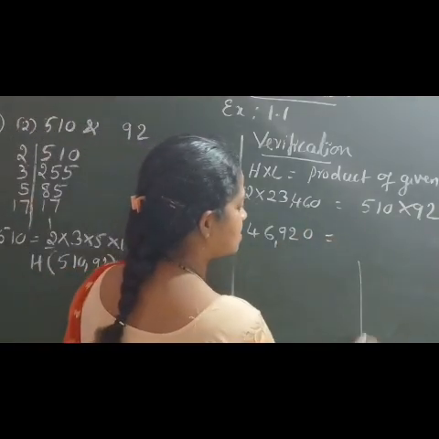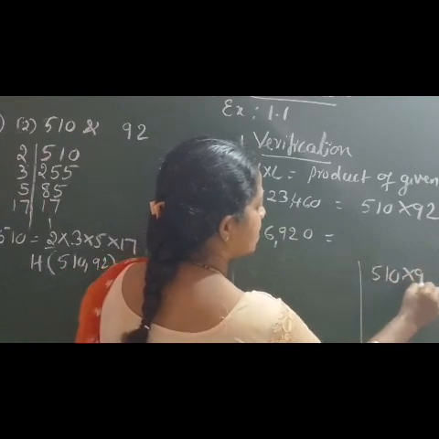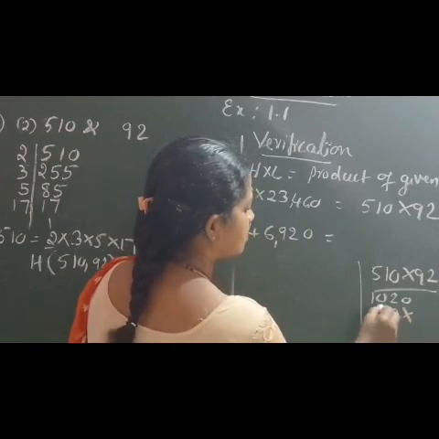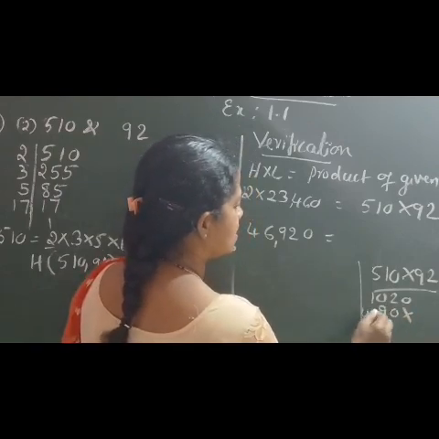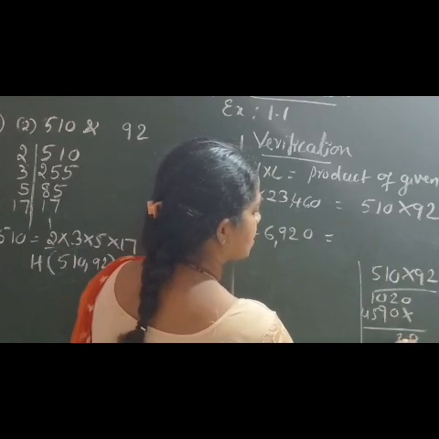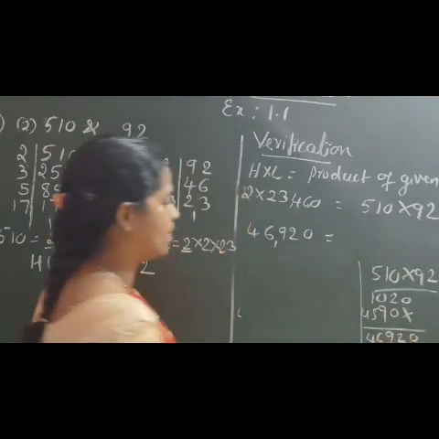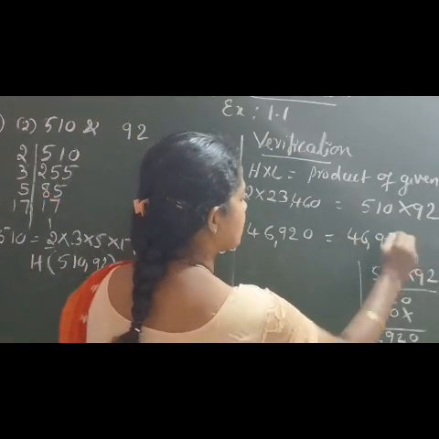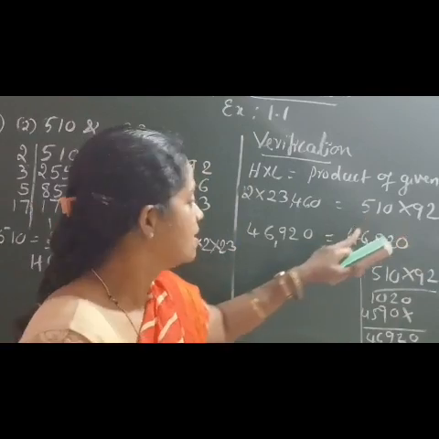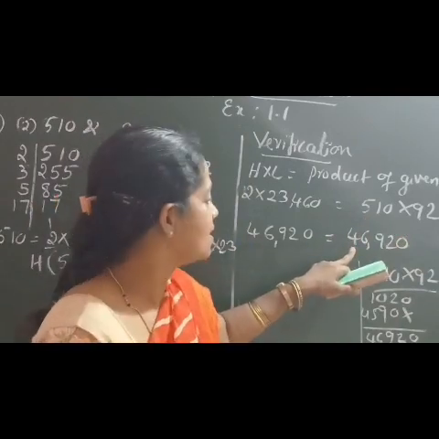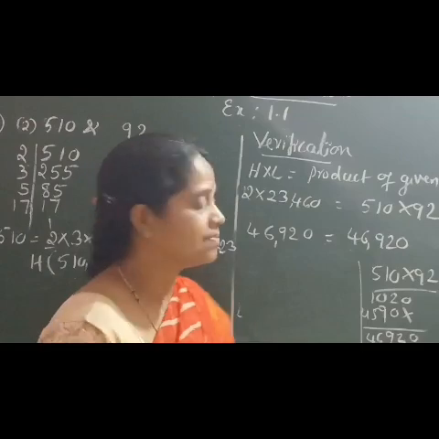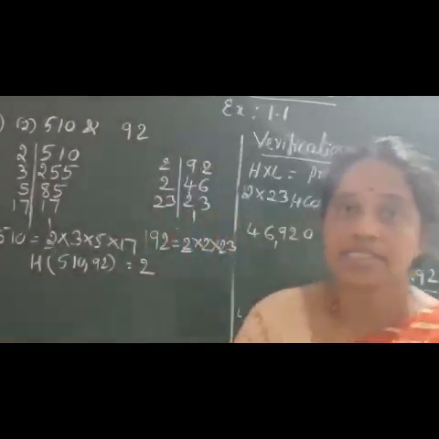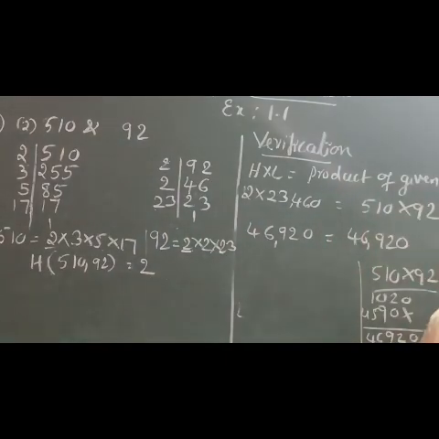Let us take here 510 into 92. 0, 2 2s are 4... 2 5s are 10. 9 0s are 0, 9 1s are 9. 9 5s are 45. So the correct answer is 46,920. 46,920 is the product of the given numbers. So if these two products are equal, then we can say that the HCF and LCM of the two numbers are correct. So our answer is correct.